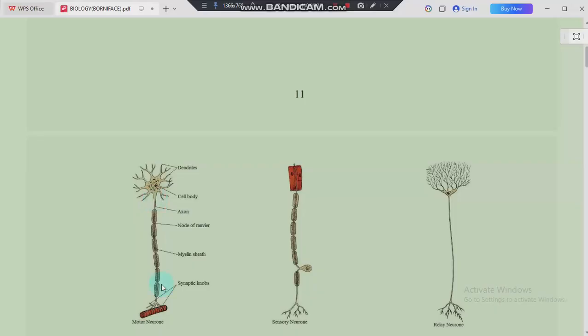And then when we talk about this kind of a neuron, this one is a motor neuron, and we know the function of the motor neuron. This one collects electrical impulses from the central nervous system, which is the brain, to the effectors, and the effectors are the muscles.